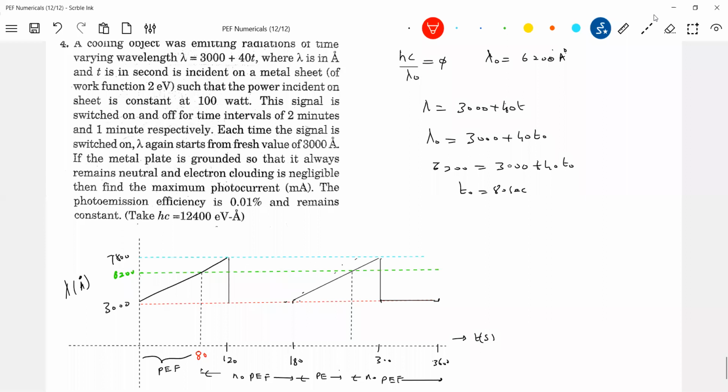From 80 to 120, no photoelectric effect, though light is incident, radiation is incident. Then what about the next, 120 to 180? It is switched off. The source itself is switched off. Are you able to see? Off, on.